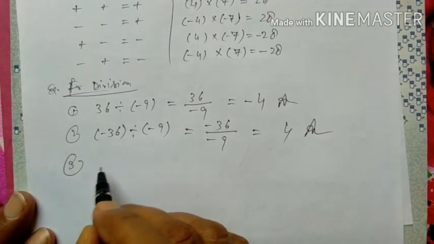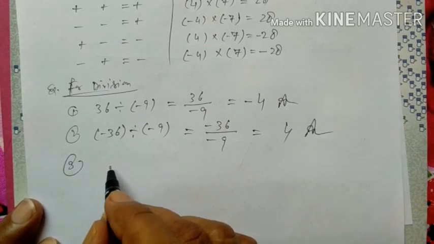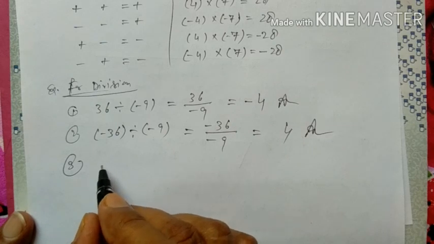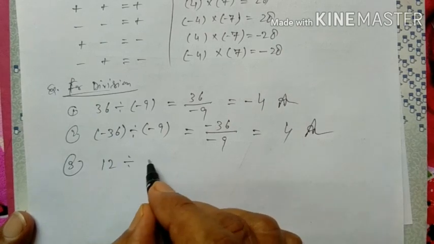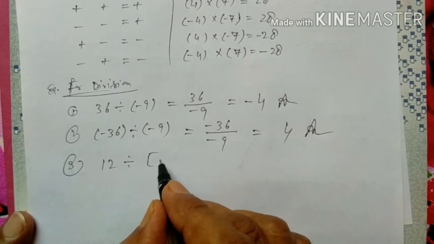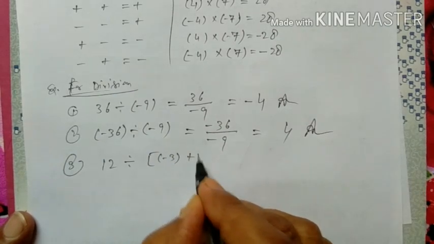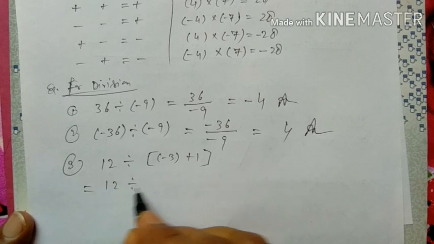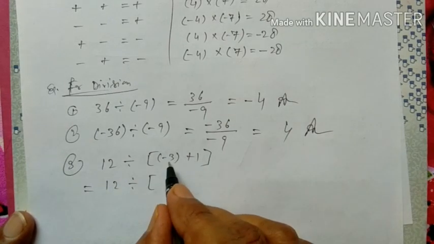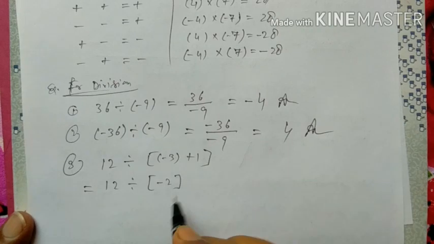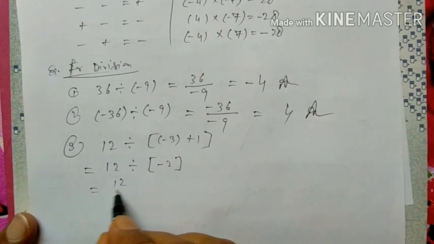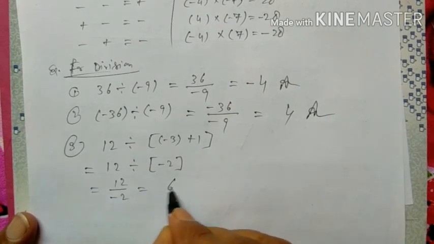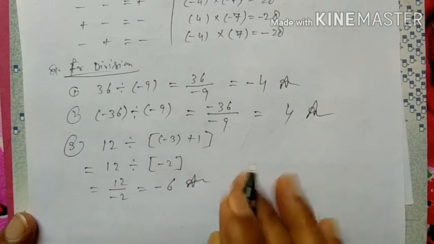Third example is 12 divided by minus 3 plus 1. Then you will write 12 divided by, firstly you will solve this number, minus 3 plus 1 becomes minus 2, and 12 by minus 2 equal to, 2 sixes are 12, and the sign will be minus, 6 is the answer.